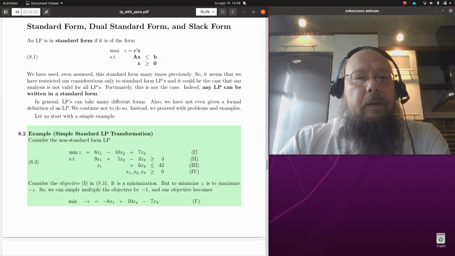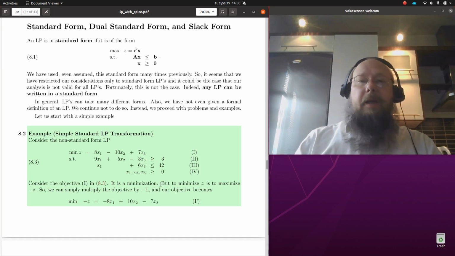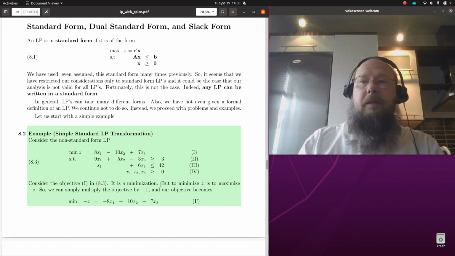First, the objective. That's line 1 here, and this is a minimization. In standard form, we want to have a maximization. So how do I cope with this? Can I change a minimization to a maximization?